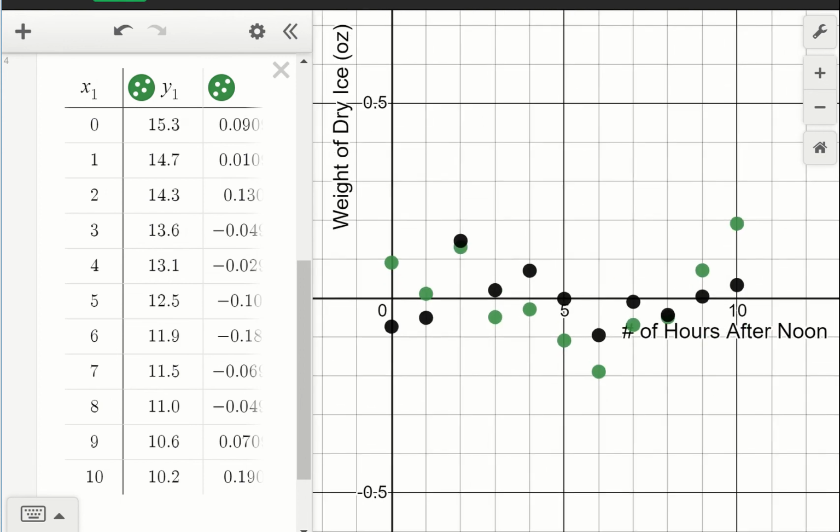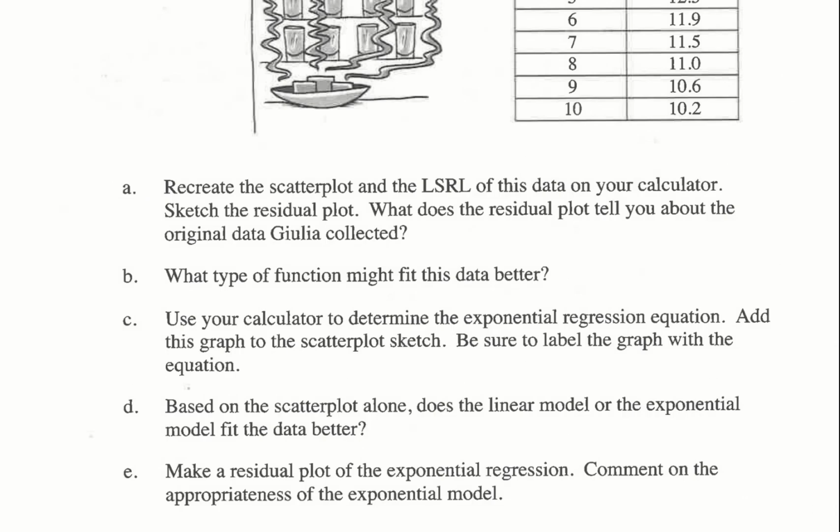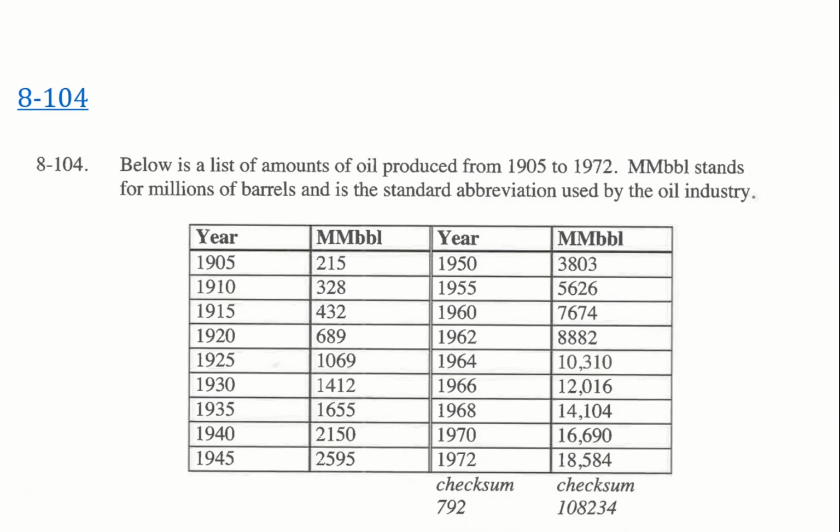Whereas the green residual plots from our linear model seem to be high, low, high, the black ones seem to be scattered around a bit more. So based on the residual plot, I think I'm happier with the exponential model as opposed to the linear model. All right, let's move on to the next question.